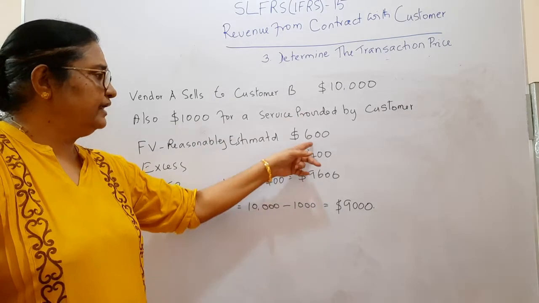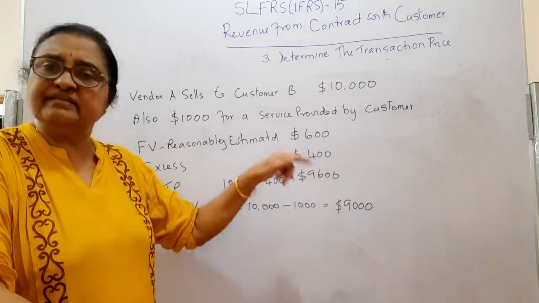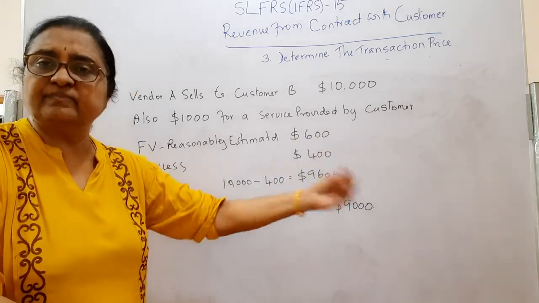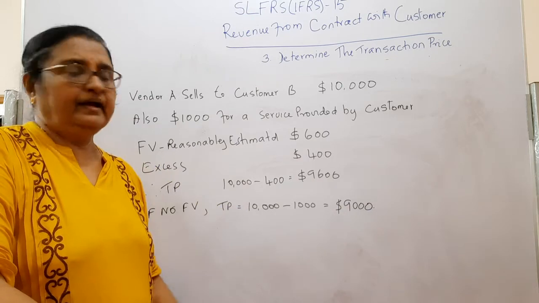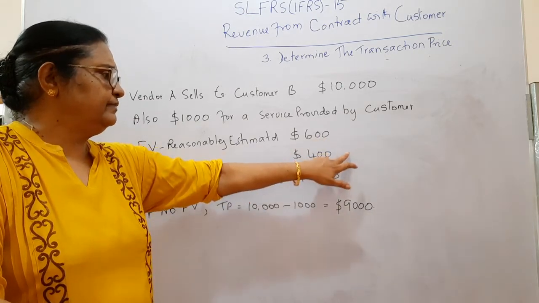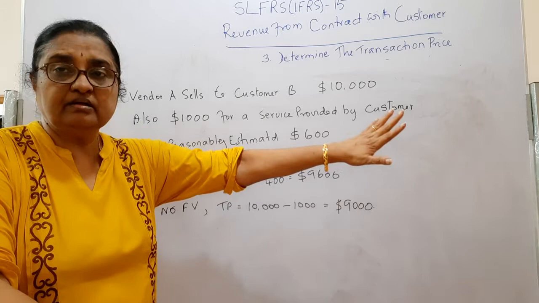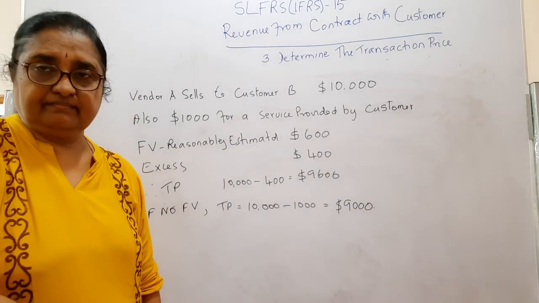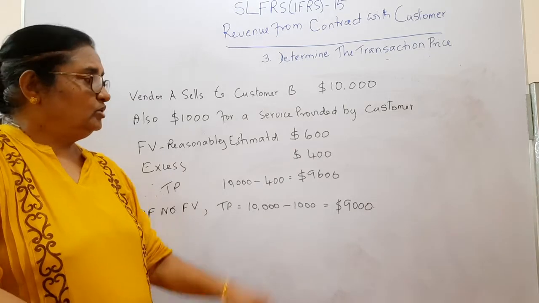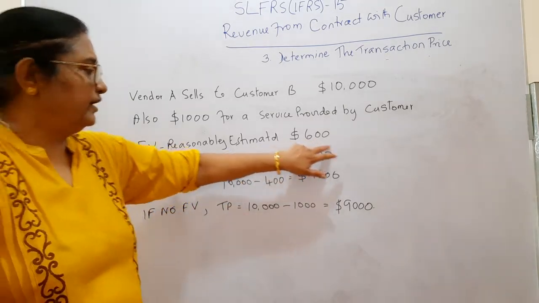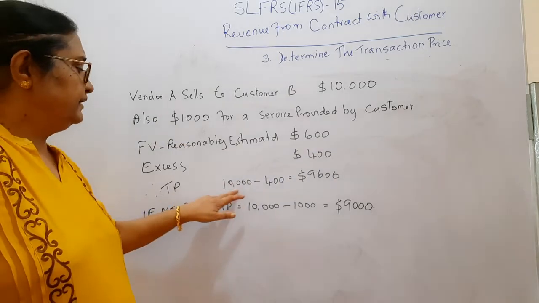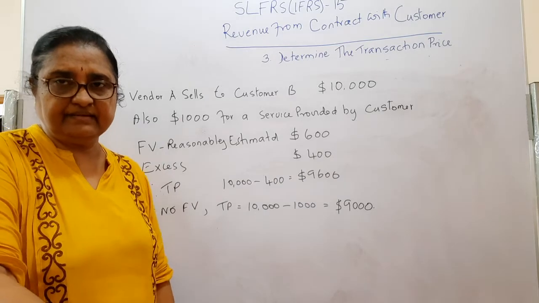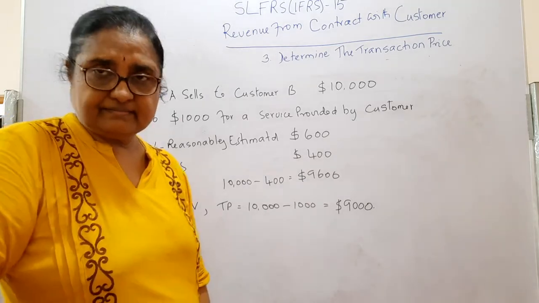So you might ask what will happen to the 600. It is a distinct service, no? So you treat it as a service charge. Debit your expenses 600, debit the revenue 400 and credit your bank when you are paying the 1,000. So the revenue will be reduced by 400. So the net revenue will be $10,000 minus 400 is 9,600. The transaction price will become 9,600.